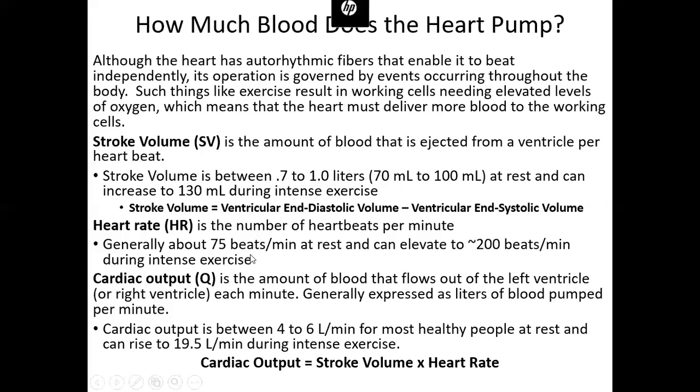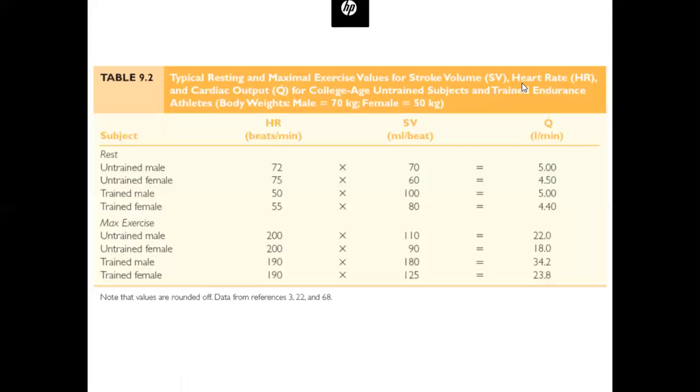Which kind of brings me to this page. Not something I'm going to ask you to know. It's something I snagged from my exercise phys textbook to show what being a sedentary individual does to us versus being a very trained individual, getting some exercise, which is very helpful for our cardiovascular system and our overall health. So we show untrained men and women, trained men and women at rest, and untrained and trained men and women at max exercise.